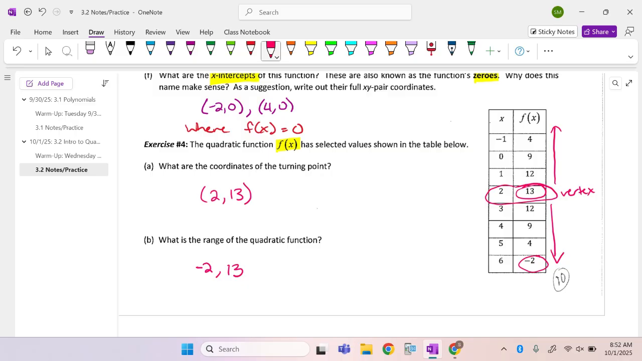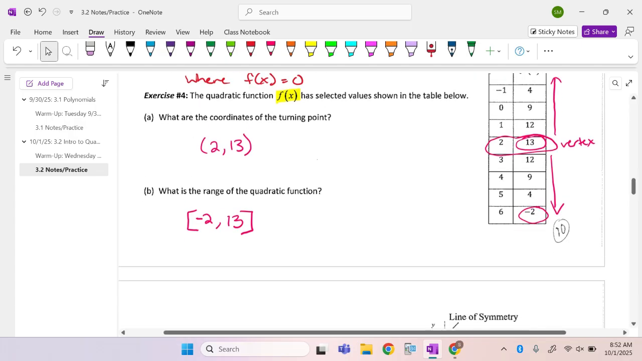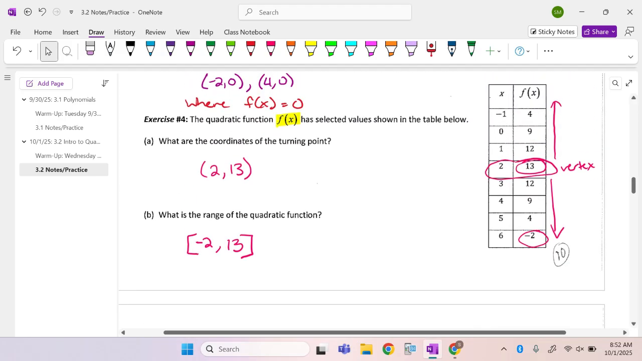Now, do you think I'm going to have brackets with these or parentheses? Brackets, they're defined. And honestly, with the table, unless it's stated otherwise, you would definitely use brackets, always. This table is usually a set of defined values. All right, any questions on this?